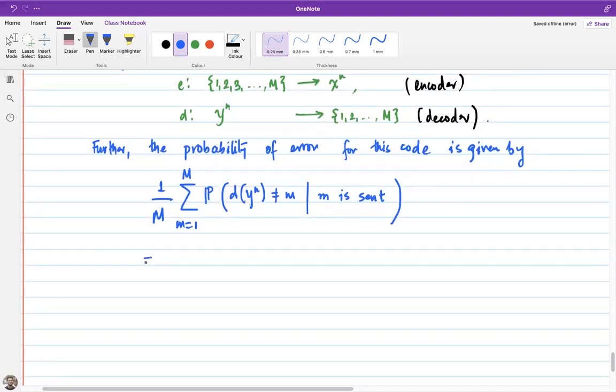We can also simplify this further so as to write this as 1 over M, summation over m equals 1 to capital M, and then a summation over Y^n such that D of Y^n is not equal to m. You sum over all possible outputs such that the decoding of that particular output should not give you m.